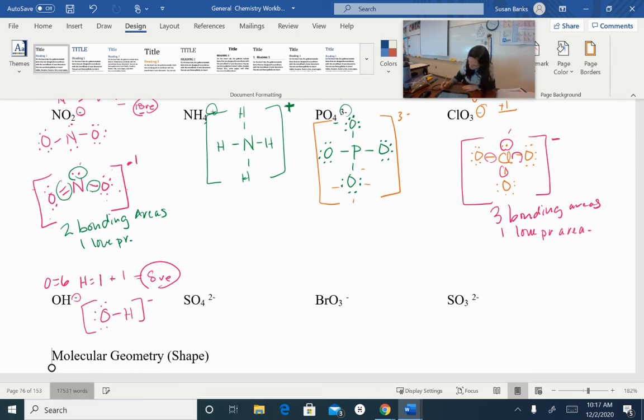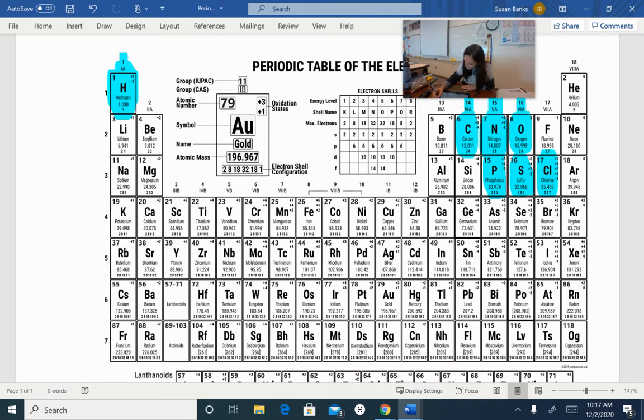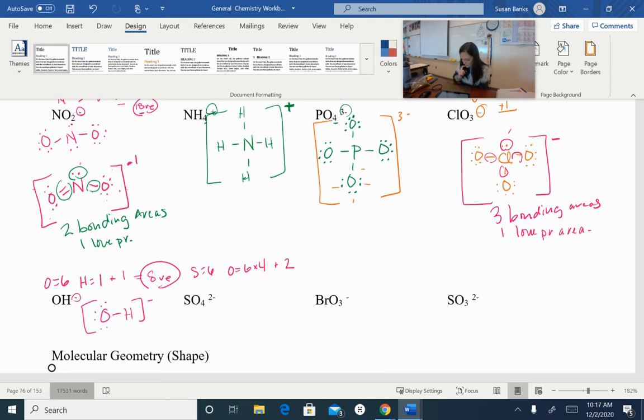Okay, sulfate. So if I look at sulfur, sulfur has 6 valence electrons and oxygen also has 6. So sulfur has 6, oxygen has 6, and I've got 4 oxygens, and that -2 charge gives me 2 extra electrons. So let's add it up. 6 plus 24, 6 times 4 is 24. 6 plus 24 is 30 plus 2. That gives me 32. Now sulfur is going to be in the middle.